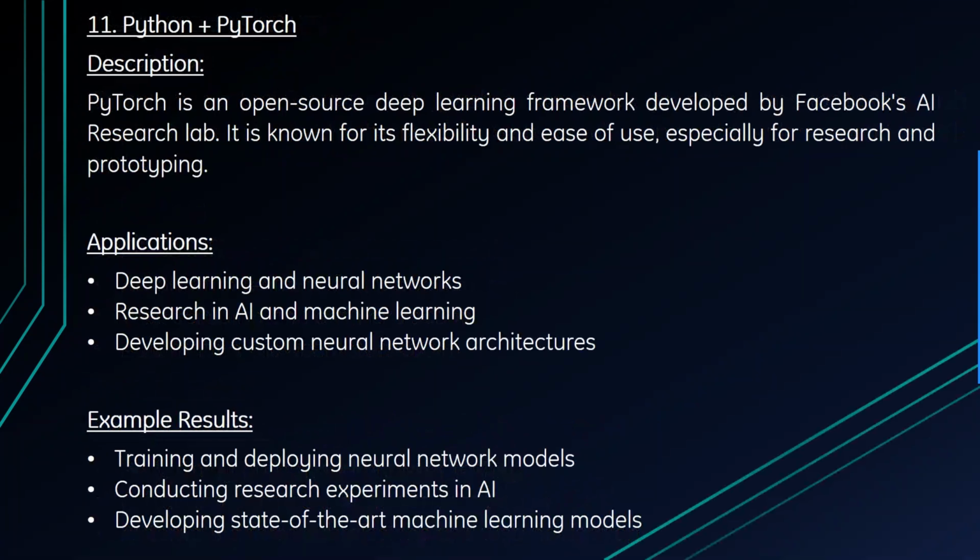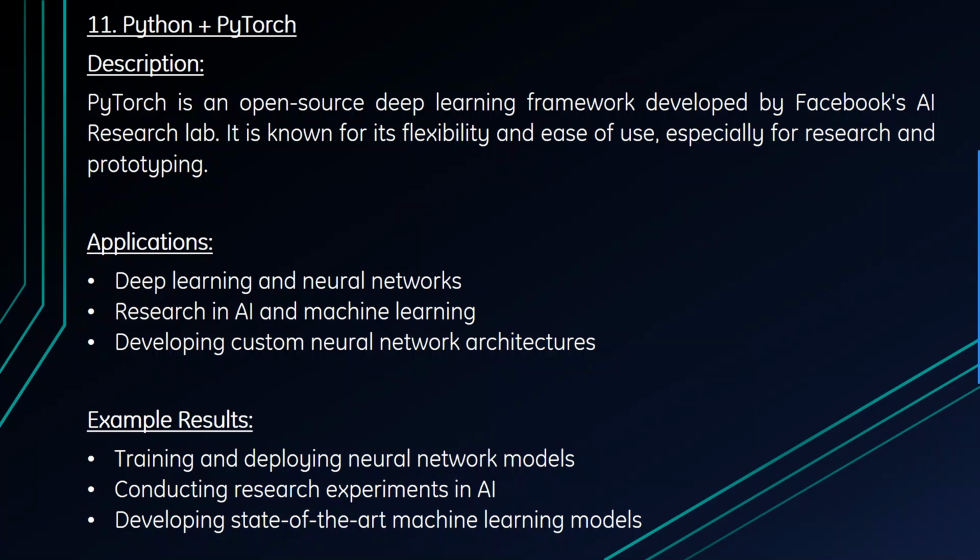Moving on, we have PyTorch. PyTorch is an open source deep learning framework developed by Facebook's AI research lab. It is known for its flexibility and ease of use, especially for research and prototyping. Applications are deep learning and neural networks, research in AI and machine learning, and developing custom neural network architectures. For example, we can use this in training and deploying neural network models, conducting research experiments in AI, and developing state-of-the-art machine learning models.